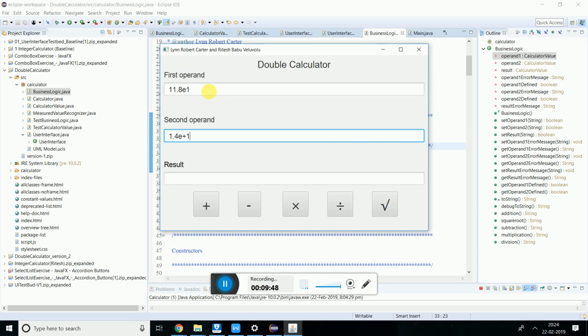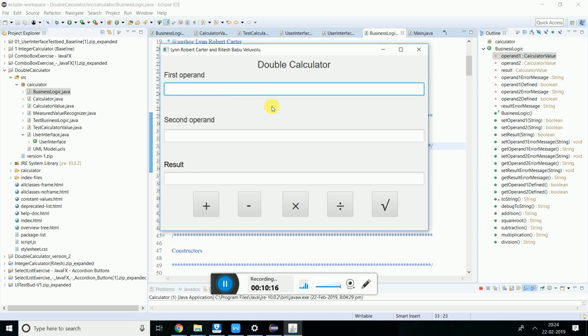So this finite state machine which is implemented in the double calculator makes sure that the input which you enter is correct and corresponds to a double number by checking each and every character that you enter into the double calculator in a text field, either in the first operand or in the second operand. And if you clear any of the operands, the result text field is cleared.